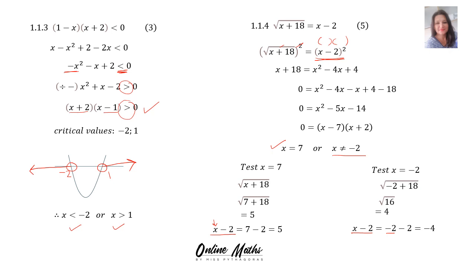And then where's your marks? You squared both sides, your factors, and then your two answers, x is 7, x is -2, and then where x is 7 is a solution, and then x is not equal to -2, your other solution.